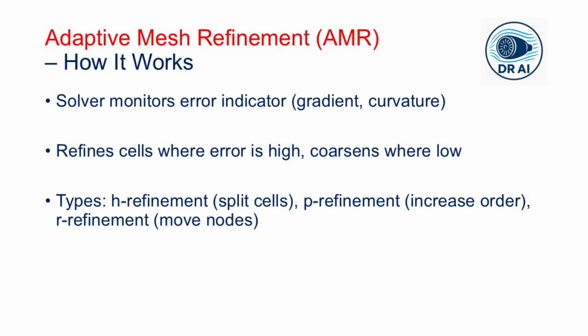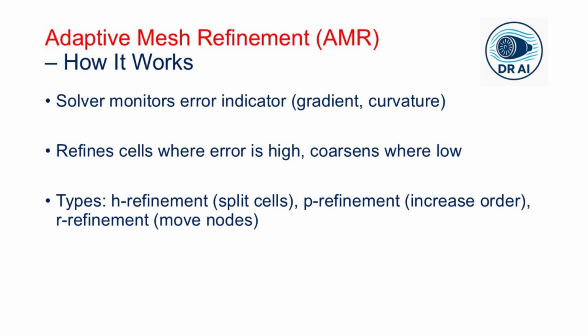The types of AMR, or adaptive mesh refinement, are as follows. First, H refinement splits cells into smaller cells. Second, P refinement increases the polynomial order within a cell, often called HP adaptivity. R refinement moves the nodes without changing topology. It is less common.